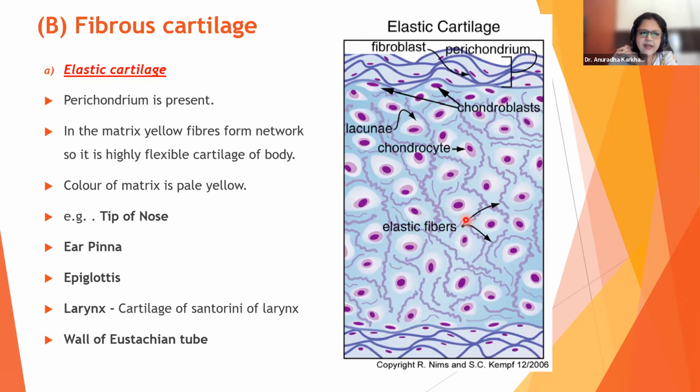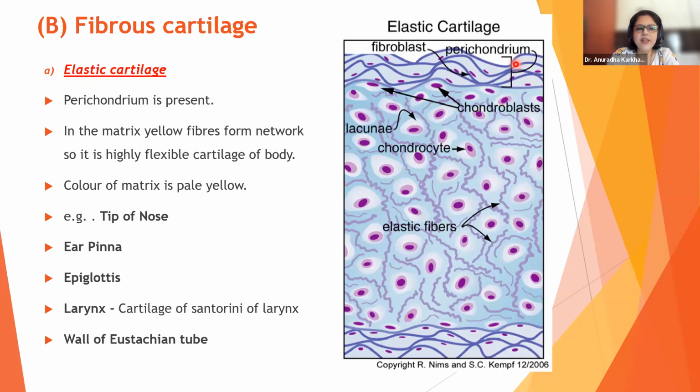So under fibrous cartilages, we have got two types. The first is elastic cartilage. Here also perichondrium is present. In this matrix, yellow fibers form a framework. It's the most flexible cartilage of the body. Color of the matrix is pale yellow. That was bluish, hyaline cartilage was bluish. Fibrous cartilage is yellowish because of the presence of yellow fibers in them.